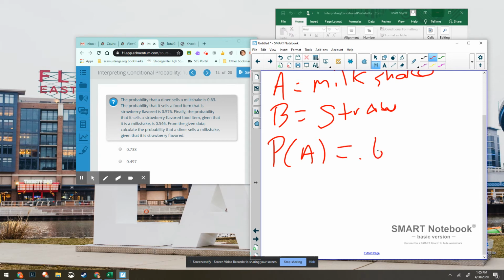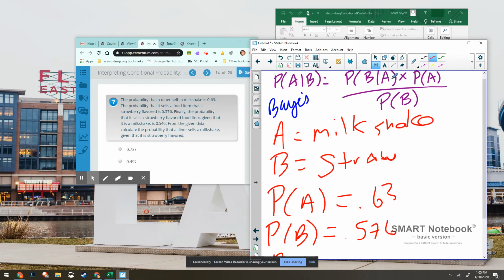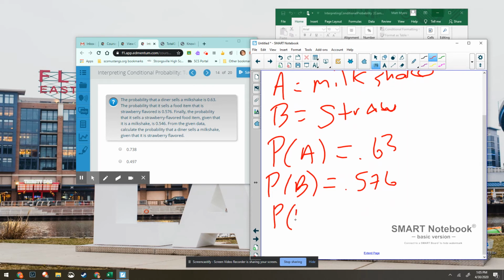They say this is 0.63. Then we want to find the probability of B, which is the probability that something is strawberry flavored, which if you read that right there, that says 0.576. But then if we're going to use Bayes' theorem, we also have to find the probability of B given A. So the probability of B given A is the probability that something is strawberry flavored given that it's a milkshake, and they give you that it is 0.546.